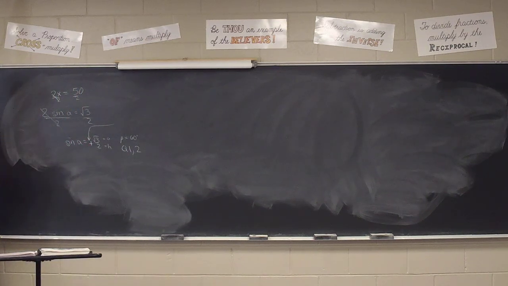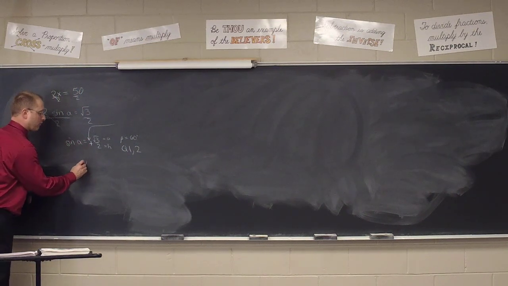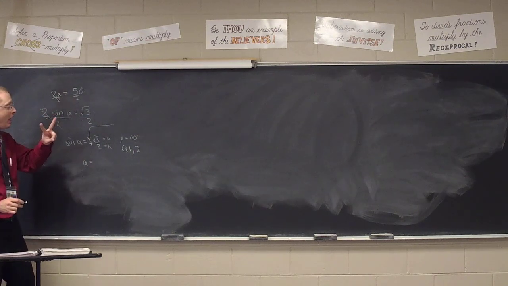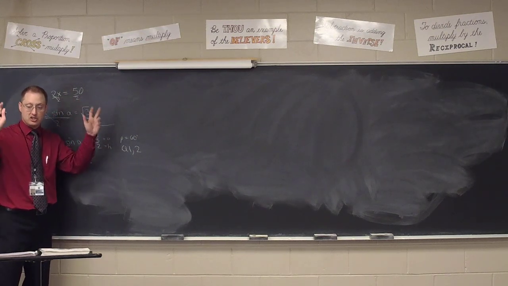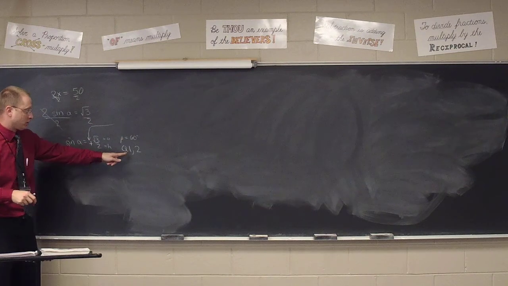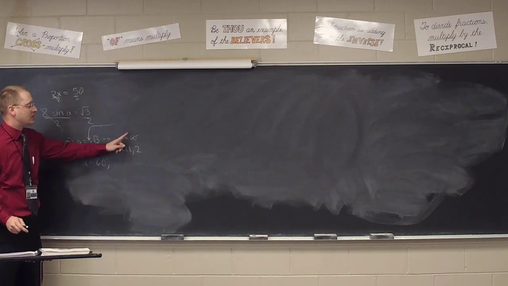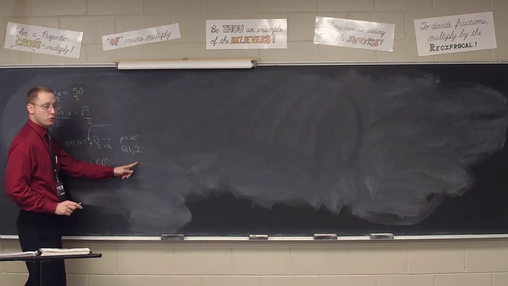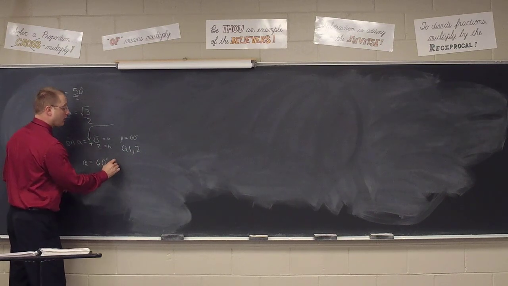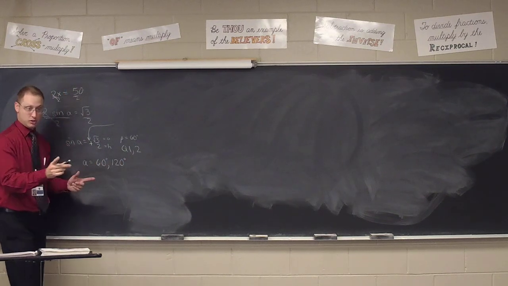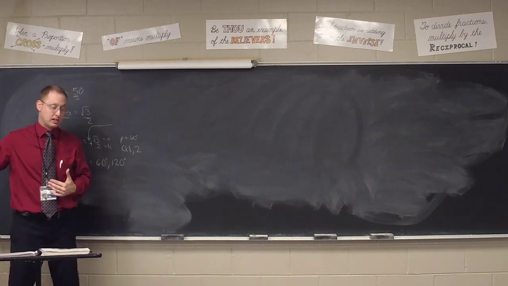Which means I'm not going to have just one answer for alpha. I'm going to have 2. I'm going to have the 60-degree angle that's in quadrant 1, which is, of course, 60 degrees. But I'm also going to have the 60-degree angle that's in quadrant 2, which would be 120 degrees, right? Because you come off the x-axis up 60.